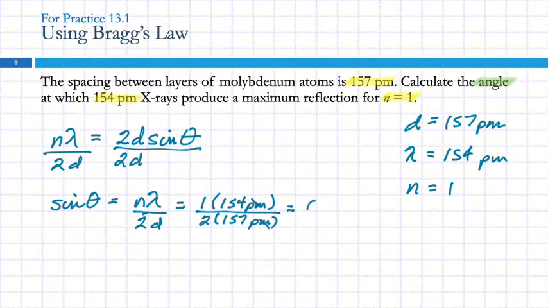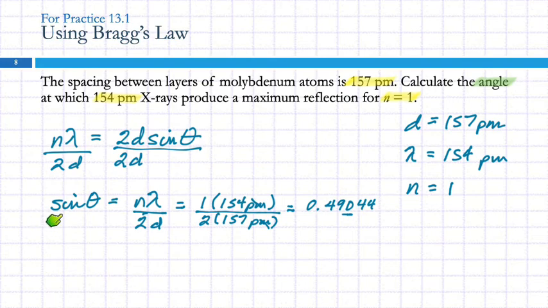So this is 0.49044, 3 sig figs, right? So we'll call that good. Because these are measured distances and they're not exact.